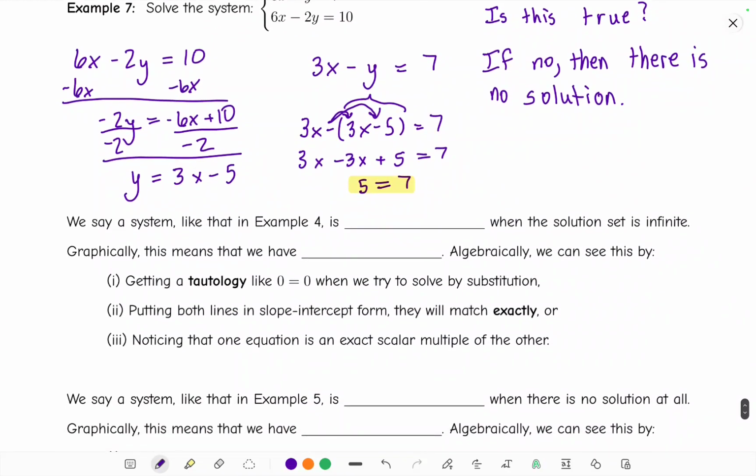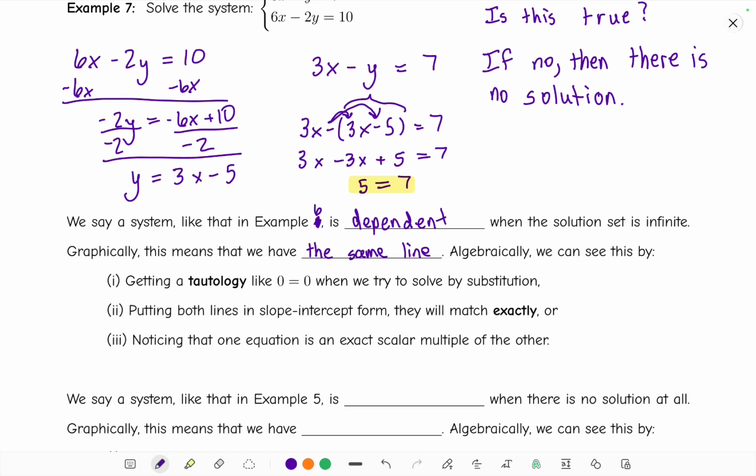We say that a system like that in example 6 is dependent when the solution set is infinite. Graphically, this means we have the same line. Algebraically, we can see this by getting a tautology. That's when you get a true statement. So we had 24 equals 24. You could get 0 equals 0, -3 equals -3, anything like that.